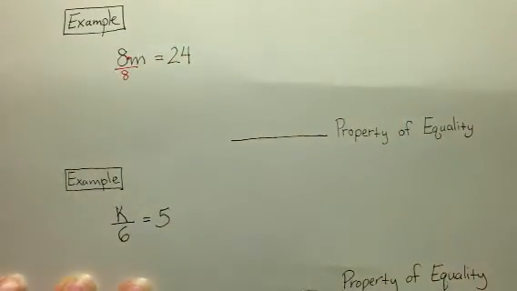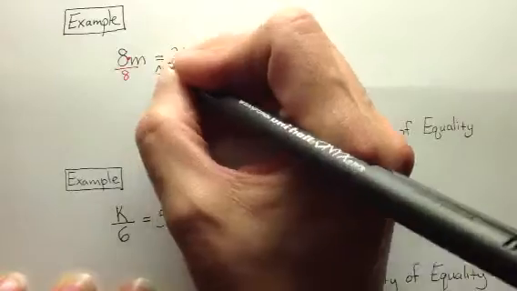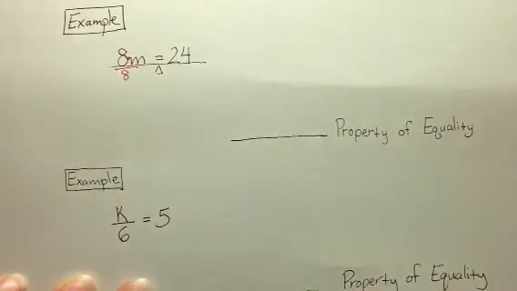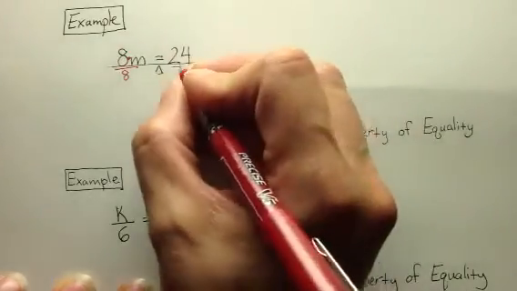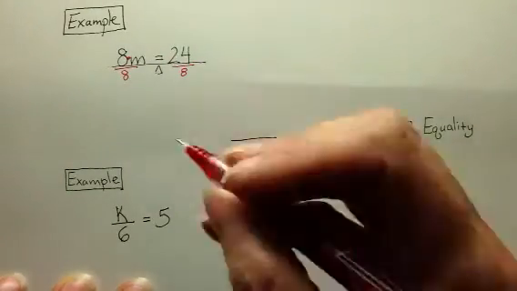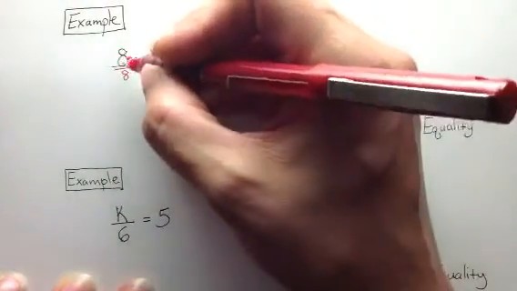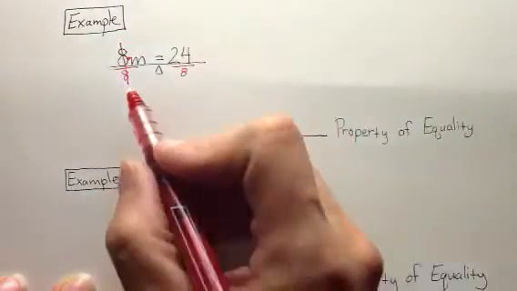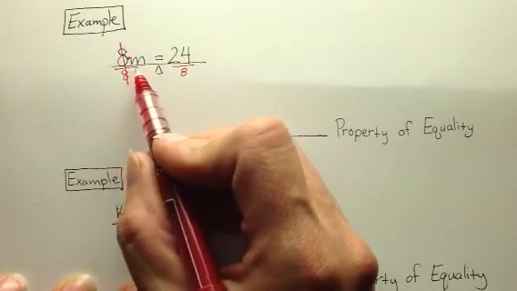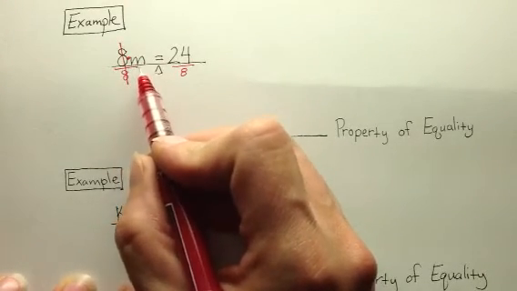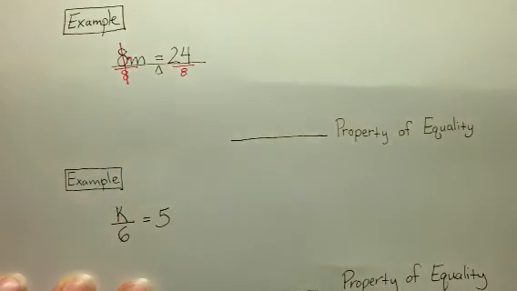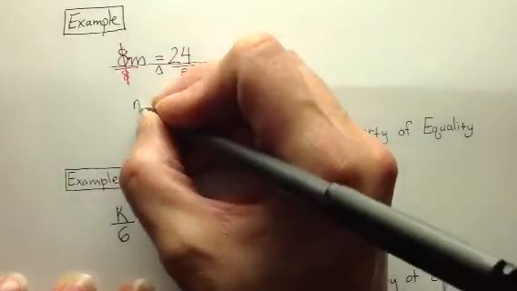Now remember, I've got my balance beam scale. I want to keep it balanced. If I divide this side by 8, I want to do the same thing to this side. Okay? So over here, what do I get? Again, I'm using the inverse property. This time I get 1. 8 divided by 8 is 1. Well, the identity property of multiplication says, okay, well, 1 times m, that's just m.